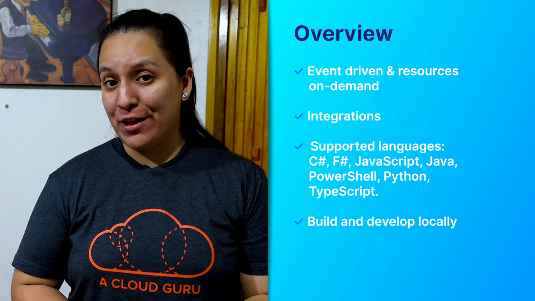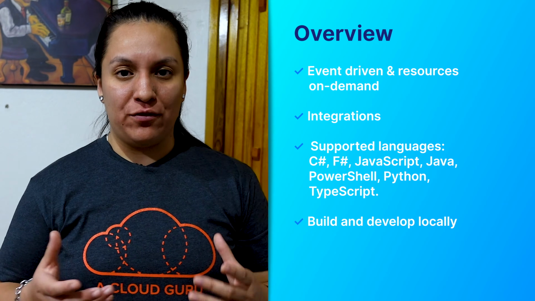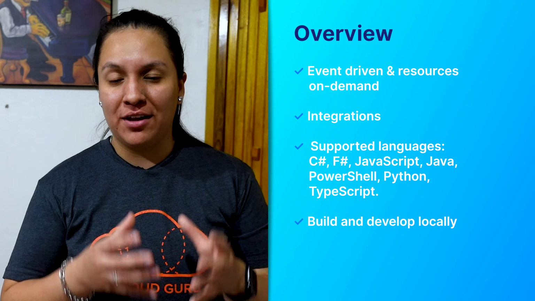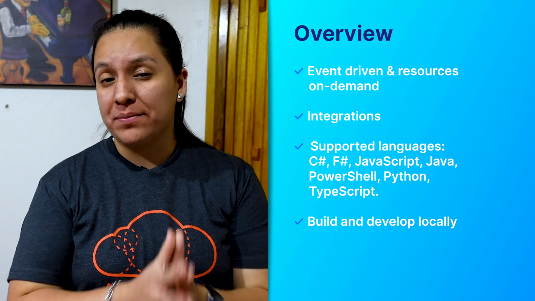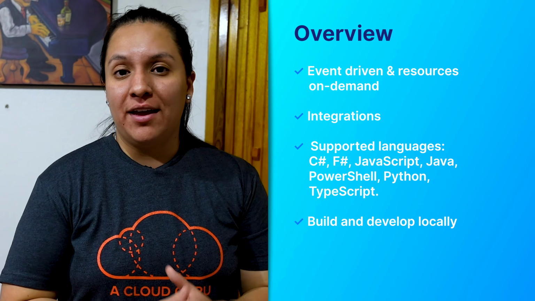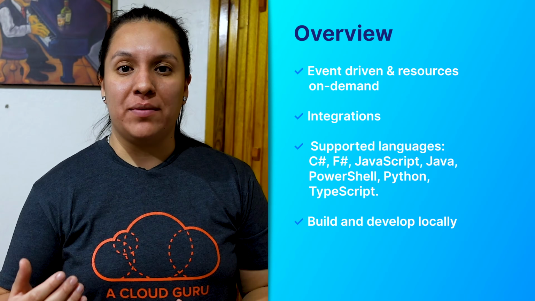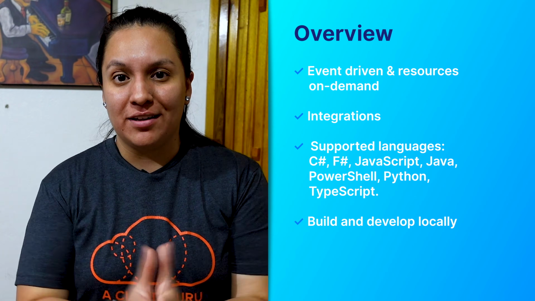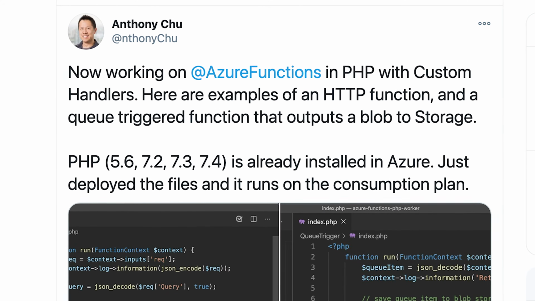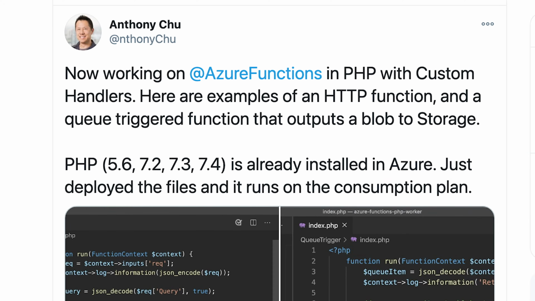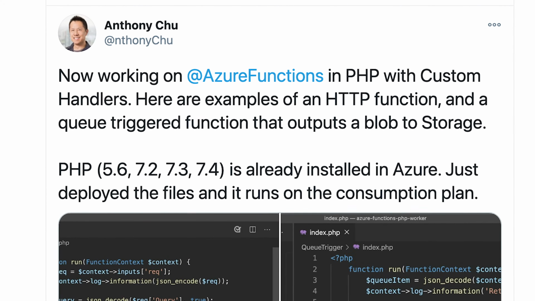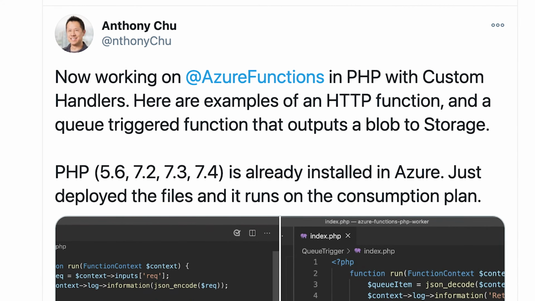In case you'd like to develop Azure Functions in a language that isn't officially supported, you can use something called custom handlers. They act as lightweight web servers and they listen to events from the function's host. And any language that can implement HTTP primitives can be used to implement custom handlers. Anthony Chu is a PM on the Azure Functions team at Microsoft, and he's been showcasing this feature a lot on Twitter. I've seen him being able to use this with Ruby and even PHP.